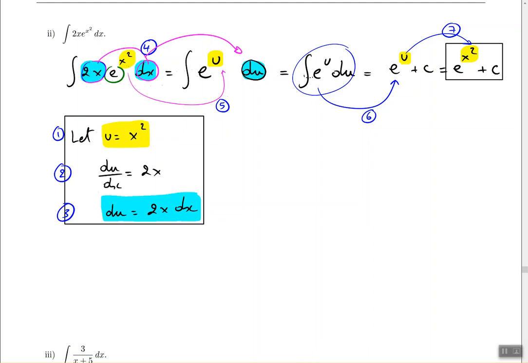From here to there, all I did is I just removed the color so that we can clearly see what's going on. And the antiderivative of e to the u, the whole thing goes away and it gets replaced with e to the u plus c. And then finally, step number 7 is replace the letter u with the original x squared. And we're basically done with the question.